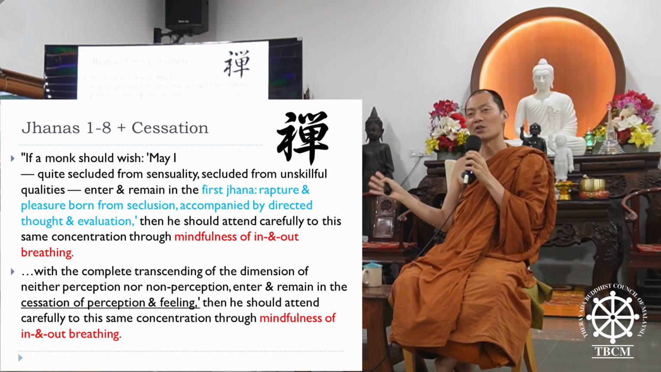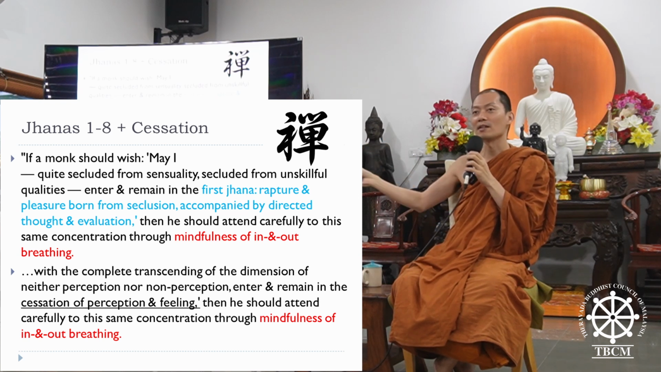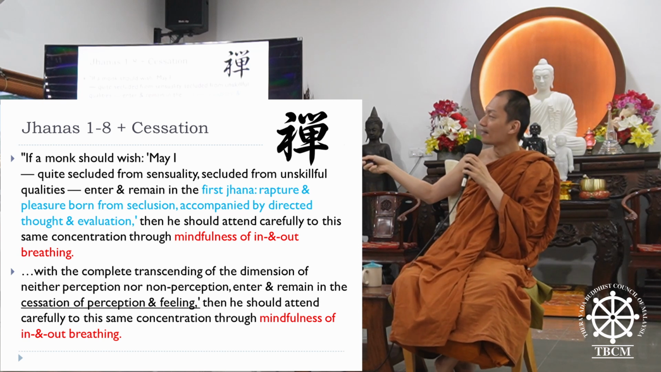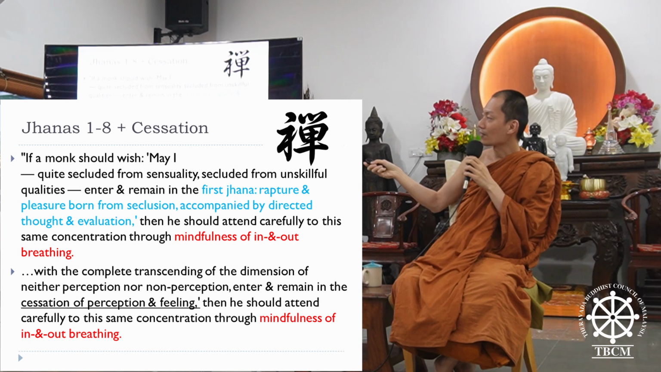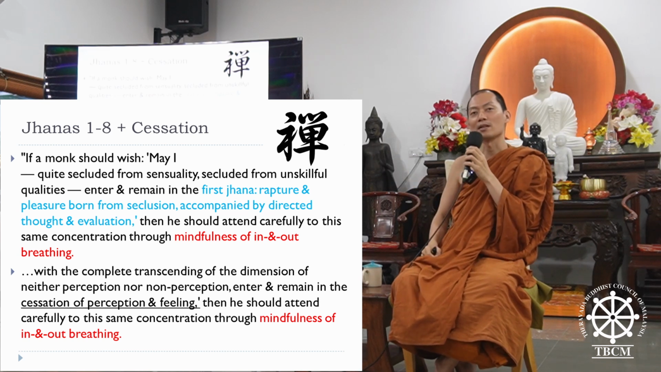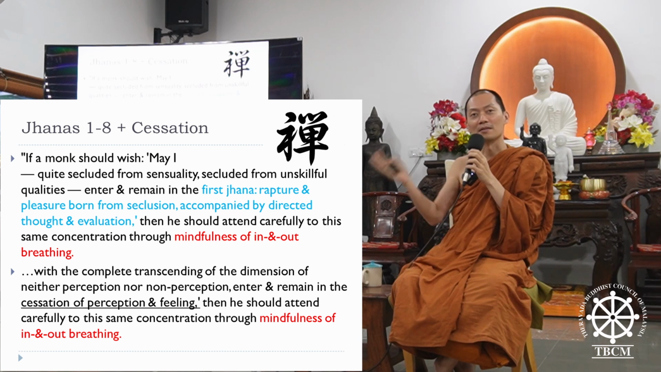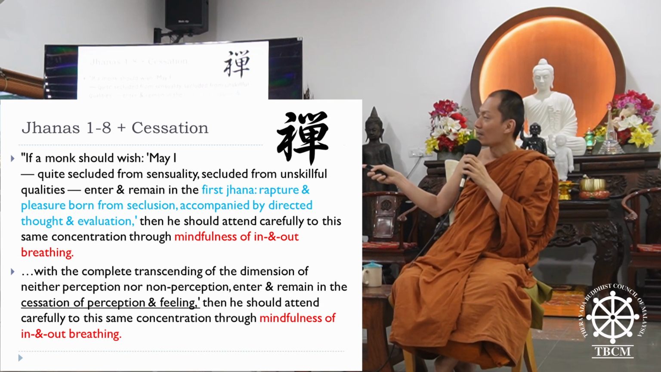And all the jhanas, interestingly, are also the same, including the highest one, this one: with the complete transcending of the dimension of neither perception nor non-perception. So this neither perception nor non-perception is the 8th jhana, or the 4th formless concentration. That's what the Buddha learned before he attained enlightenment. And interestingly, at the end, it's also the same thing.